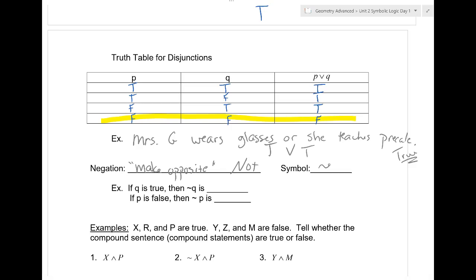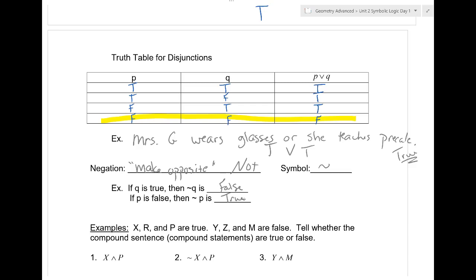Now, a few things you need to remember then. If you ever see that symbol that says if Q is true, then not Q is going to be what? Not true, which makes it false. True or false, right? So if P is false, then not P is going to be what? True. Now, we're going to actually do what are called compound sentences. Notice I didn't give you actual values for these. I just told you the following. X, R, and P are true. Y, Z, and M are false.